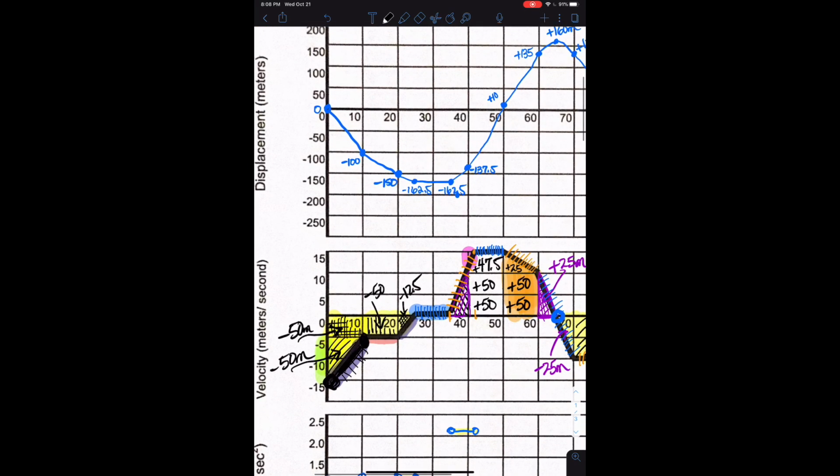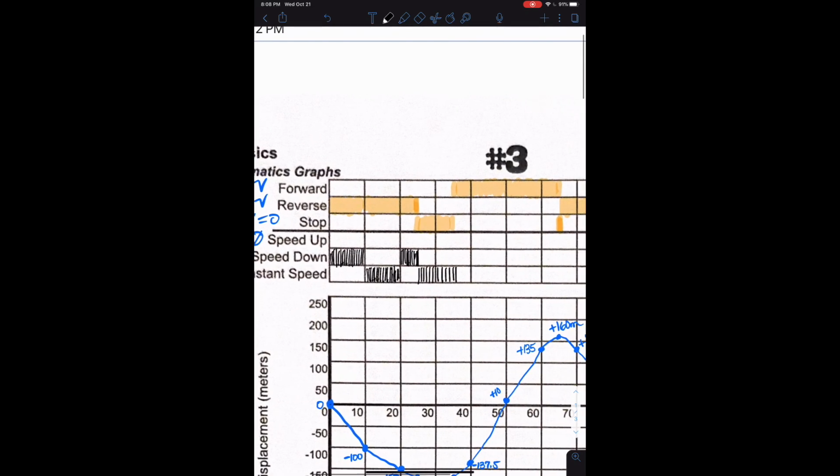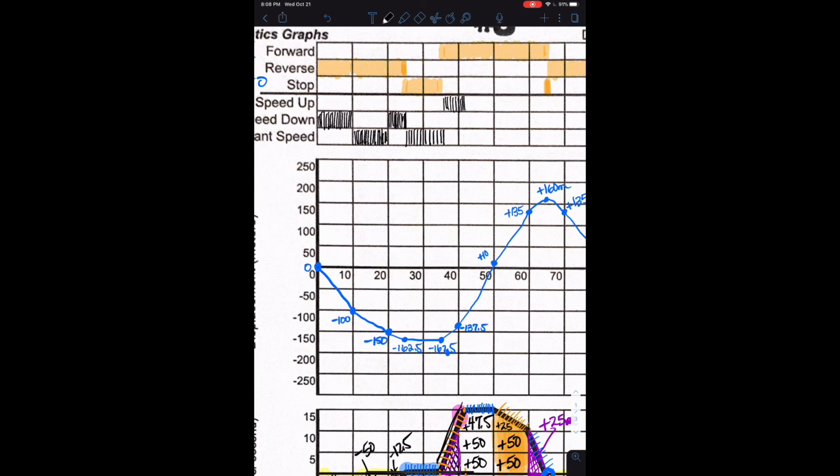Then from 35 all the way up to 42, we are speeding up. I'm talking about this orange and purple line right there. So 35 to 42, speeding up. It's maybe about right there. Okay, 35 to 42.